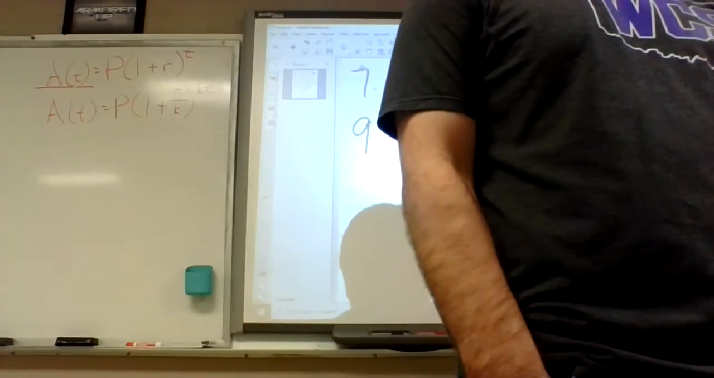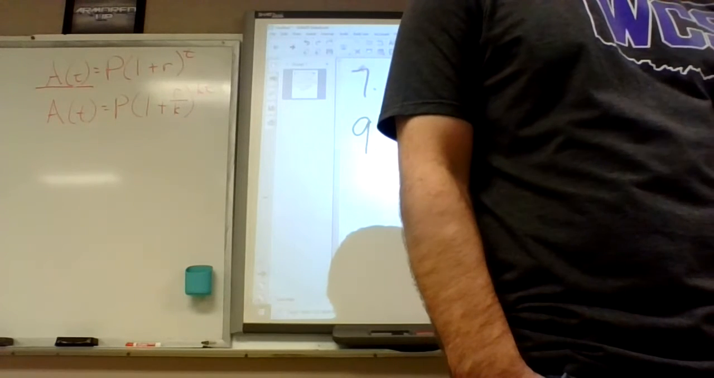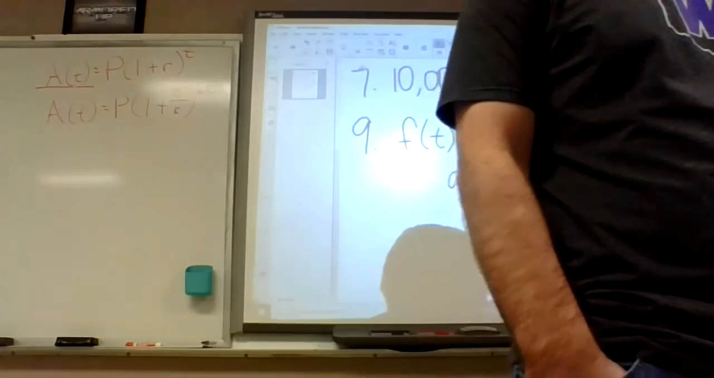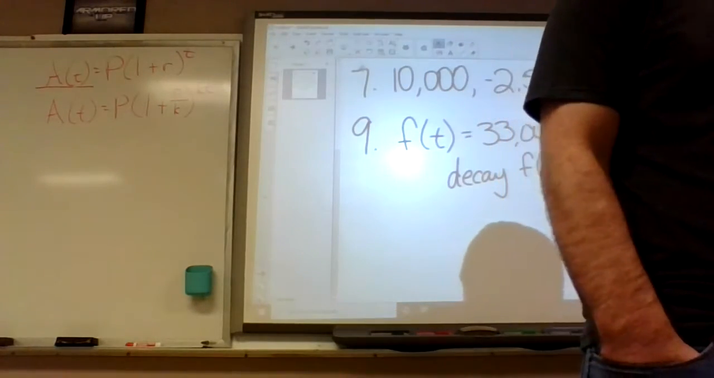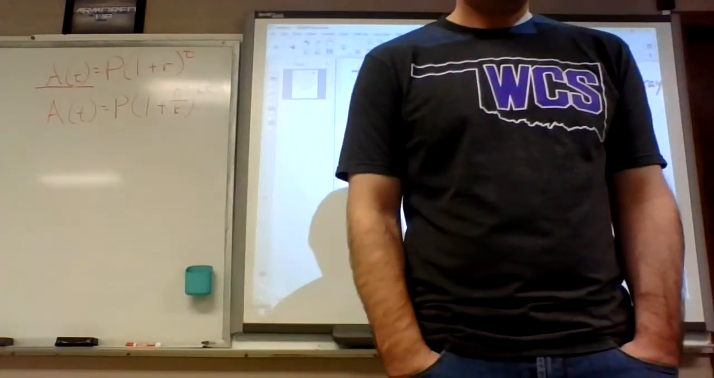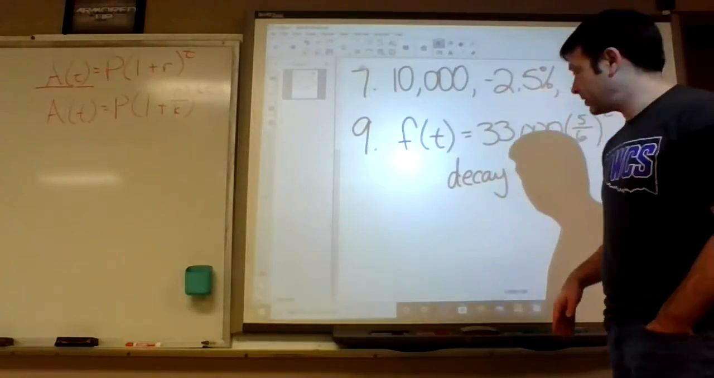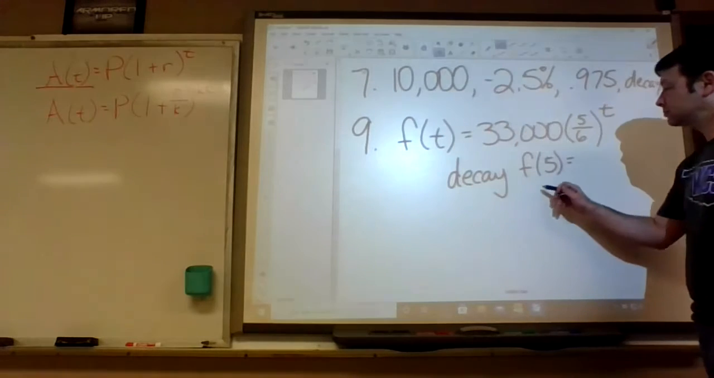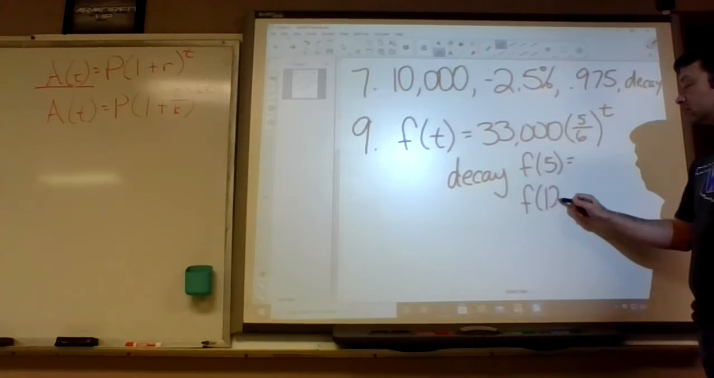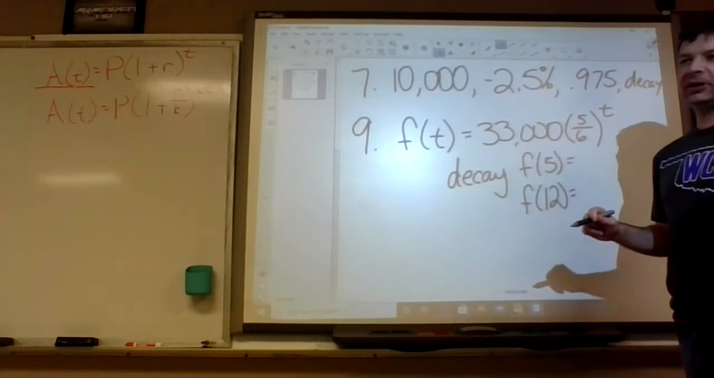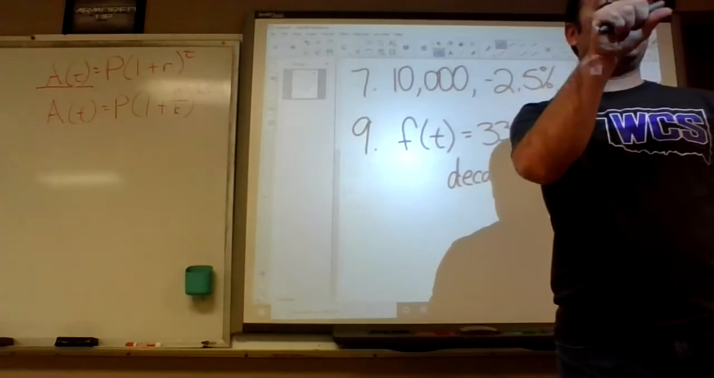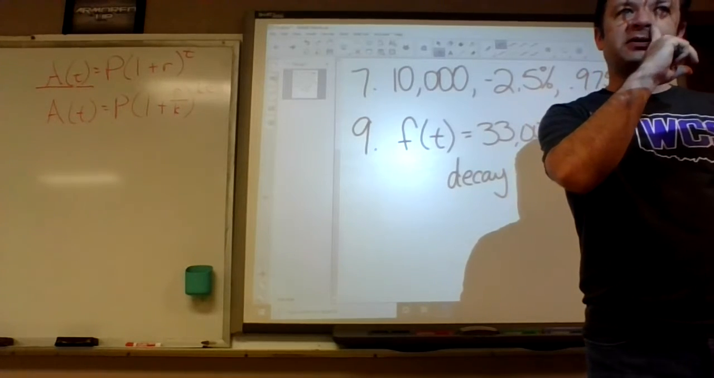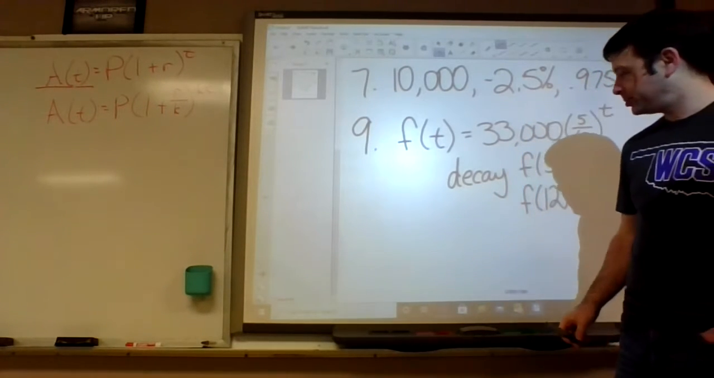Everybody should be plugging this in. Make sure you're doing it right. Number 9 was $13,261.96, and then you need to find f of 12. Usually a lot of calculators have a function where you can just hit the up arrow and maybe hit enter, and then just go back and change the number that you put in for t.